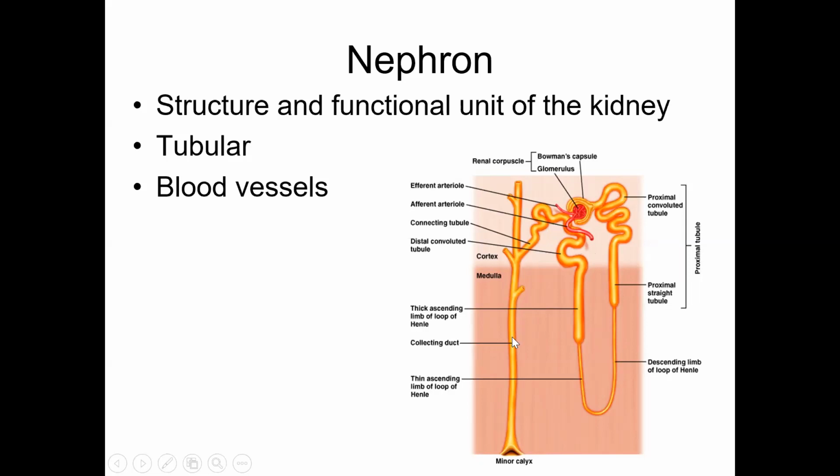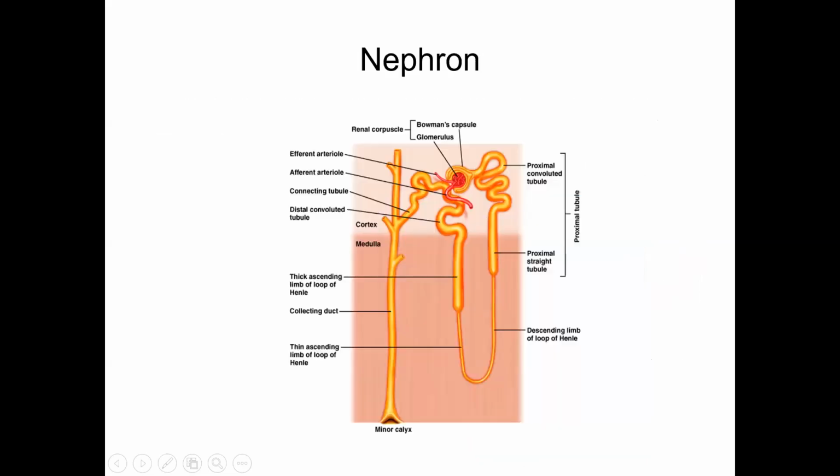But please remember, collecting duct is not part of a nephron. Okay, one collecting duct can connect with multiple nephrons. Okay, at the end of the collecting duct, it is called a minor calyx. This opening is called a minor calyx. Just remember that one. Okay, so this one is for you to review.